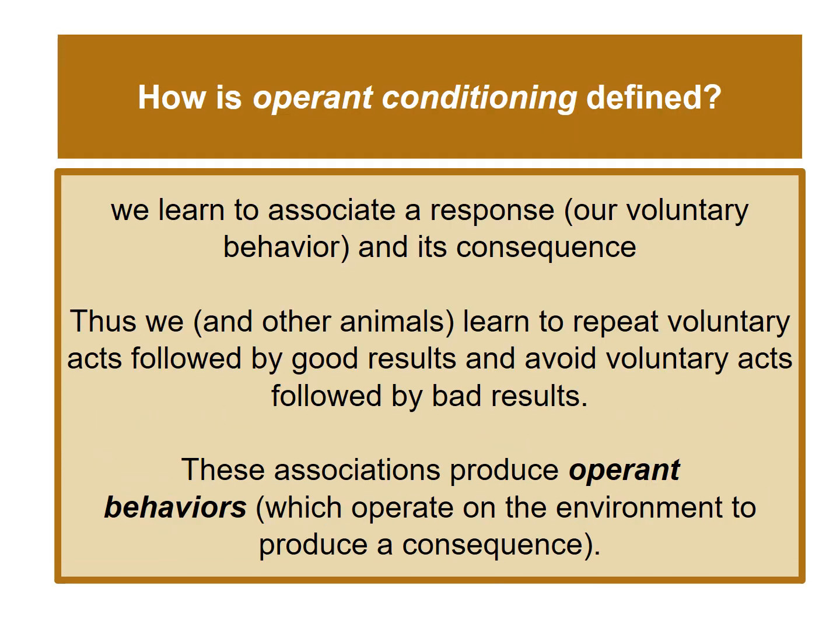Operant conditioning is when we learn to associate a response, our voluntary behavior, and its consequence. So in contrast to classical, this is voluntary, not involuntary. We and other animals learn to repeat voluntary acts followed by good results and avoid voluntary acts followed by bad results. These associations produce operant behaviors, which operate on the environment to produce a consequence. That's a good way to remember that.